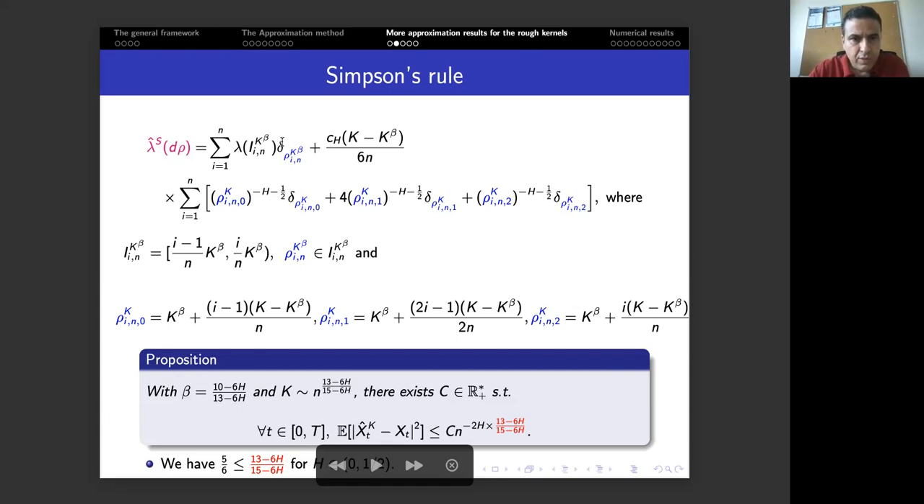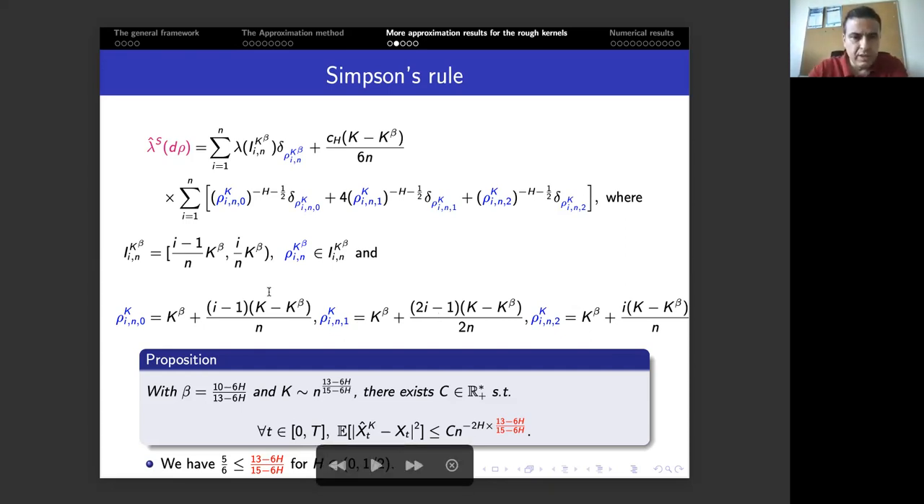For the weights on 0 to k to the power beta, the discretization uses the same rule as before. So we consider an intermediate point lying between these two bounds, I minus 1 over n times k to the power beta and I over n times k to the power beta. However, for the Simpson rule, the choice of the 3 points is given by the following choice you see here. And now it's about optimization.